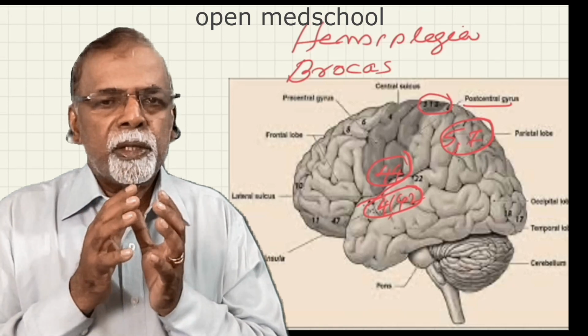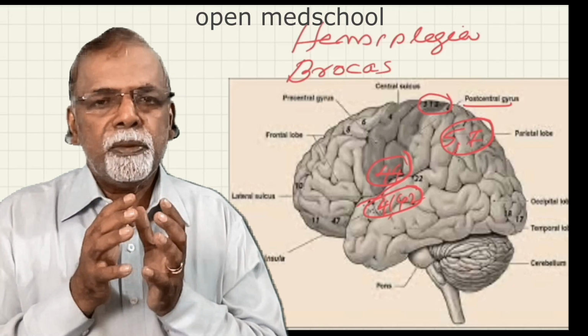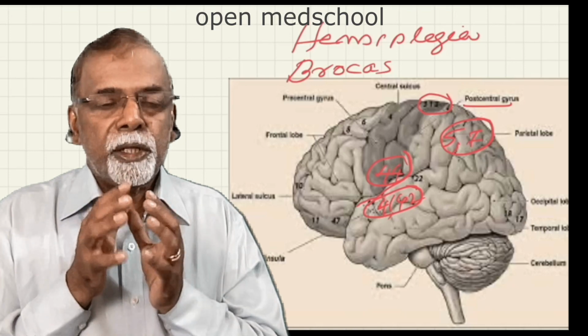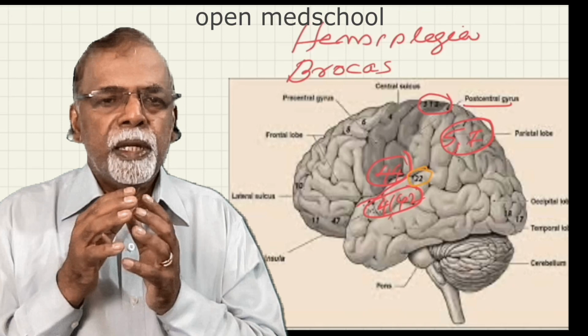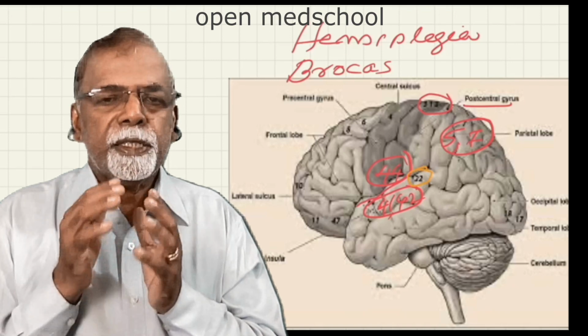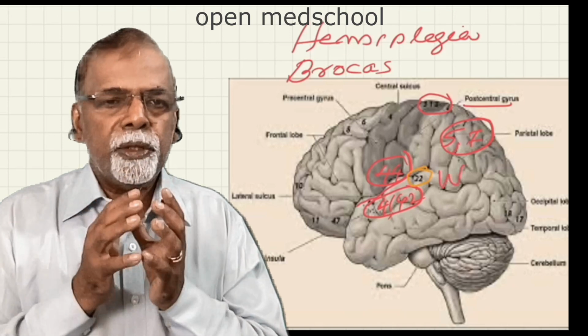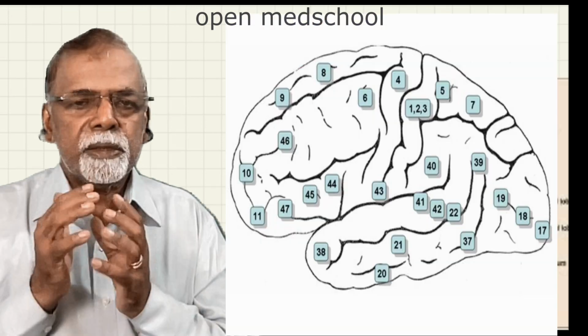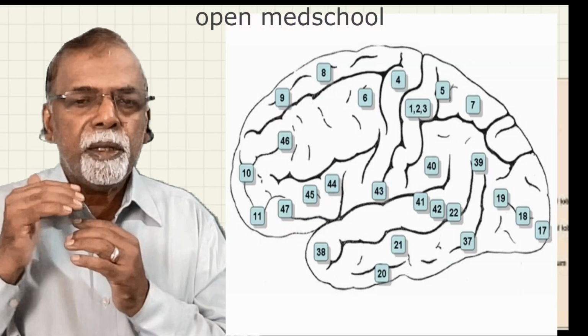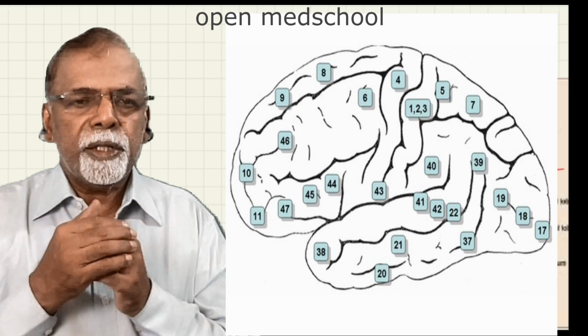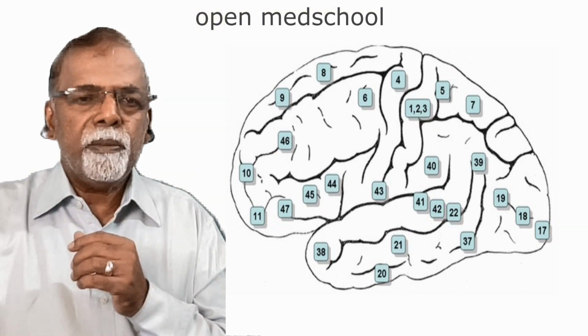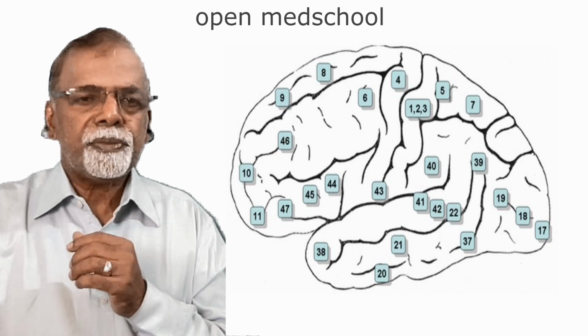The primary auditory cortex is area 41-42, which receives the auditory information, and close to it is Wernicke's area. It is typically on the left side and is area 22. So area 22 on the left side is concerned with auditory interpretation, where the information is decoded in Wernicke's area, and it is very important for language comprehension.